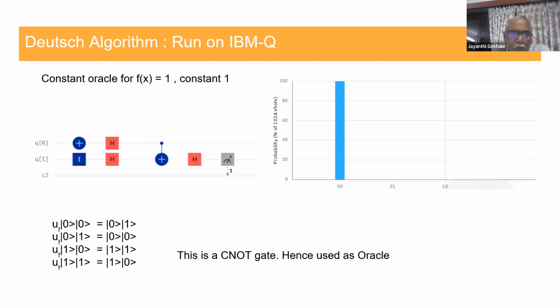Okay, so similarly for a constant 1. For a constant 1, I'm now going to represent that oracle by this CNOT gate. And the moment I represent it with a CNOT gate, I will see that once again the outcome will be 0 0, indicating that the most significant bit is a 0. So it is a constant gate.